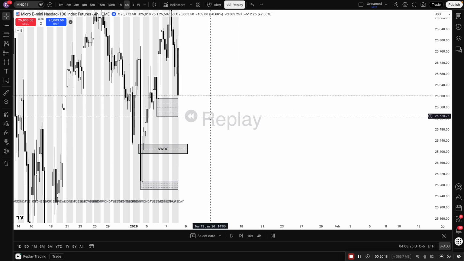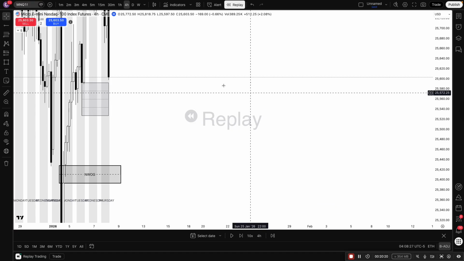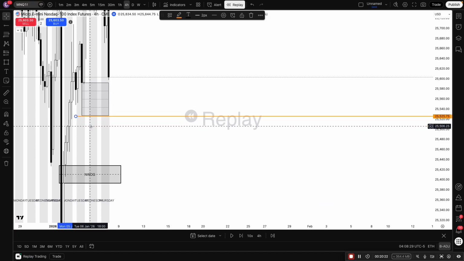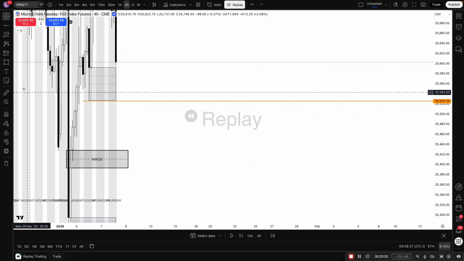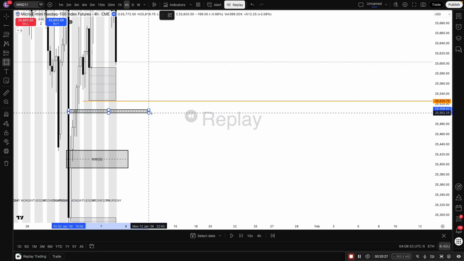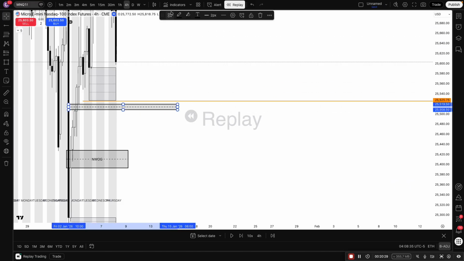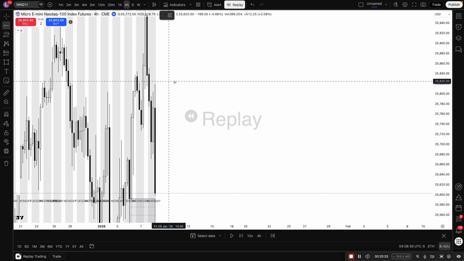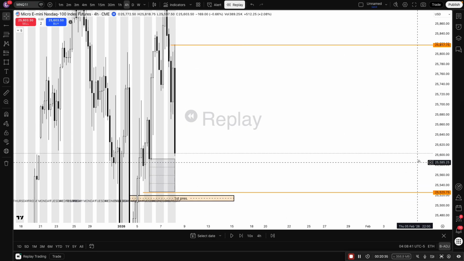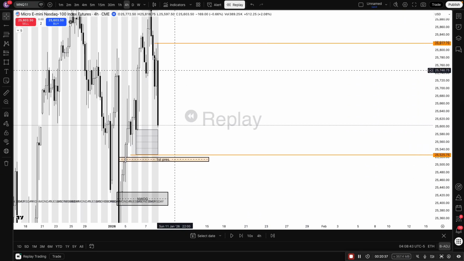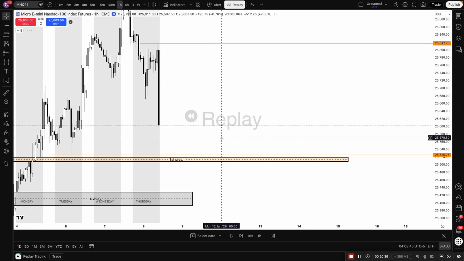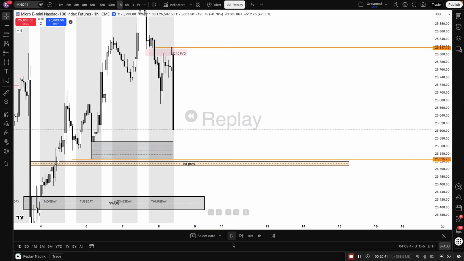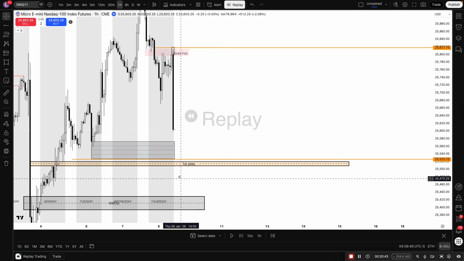We have NWOG lying below. We have 4 hour liquidity lying below. At this point, we have a fair value gap as well. This would be first presented 4 hour. Okay, we do need to come up to grab something to get down to these levels. So let's look at the hourly now. We're at 6, so let's go to 7.